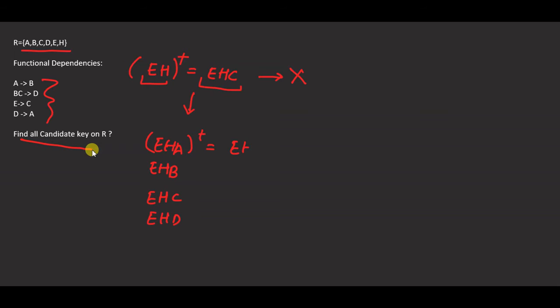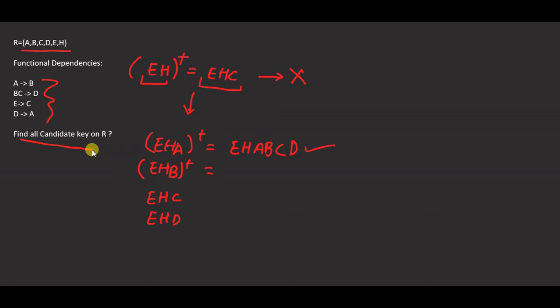So EHA. A can derive B, E can derive C. What can H derive? Nothing. BC, so B is there, C is there, and BC can combinedly derive D. So A, B, C, D, E, H all are derived. So this is a candidate key. All attributes are there. You can check A, B, C, D, E, H all are there. So this is a candidate key.